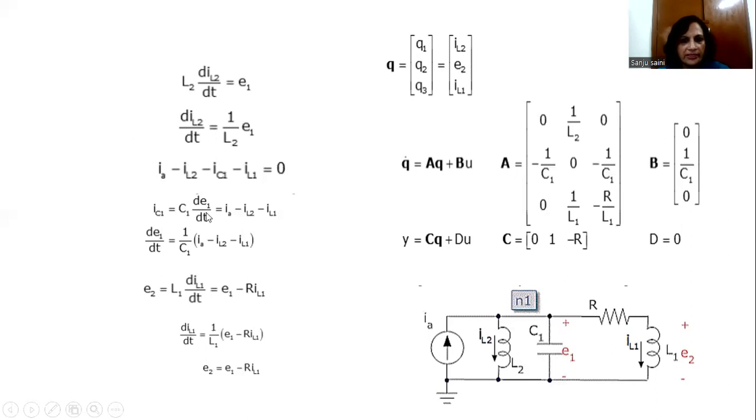Then from these we have derived the equation for IL2 dot, then E1 dot, then IL1 dot, and from there we have developed Q is this. So Q dot is equal to AQ plus BU. So after substituting, we are getting the value of A matrix as equal to this, B vector as equal to this. And since the output voltage is E2, so E2 is equal to E1 minus RL1. By substituting it over here, we are getting the value of the C matrix or the C vector as equal to this. So once we have identified what the state variables are, once we have got the values for the matrices A, B, C, and D, it means our state variable model is complete.